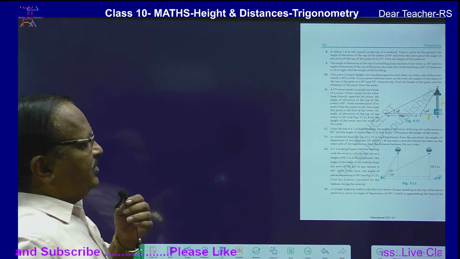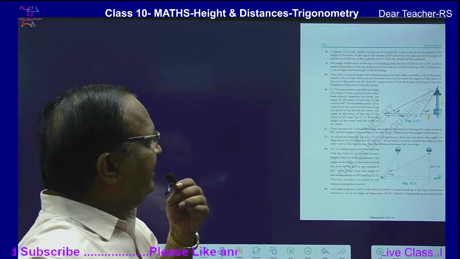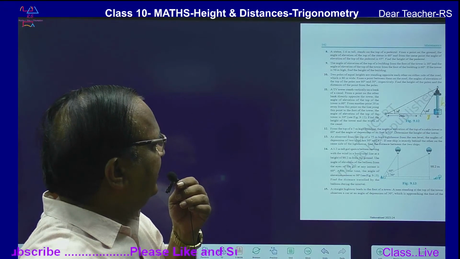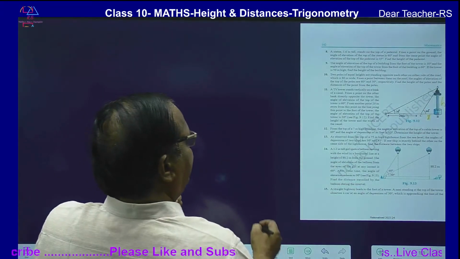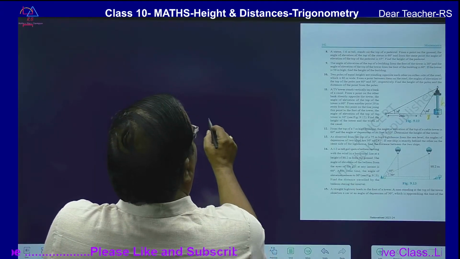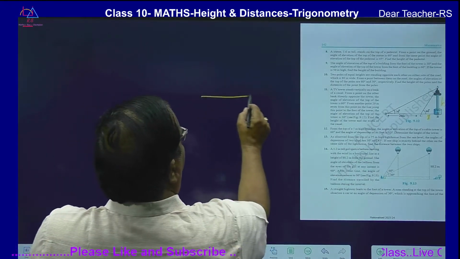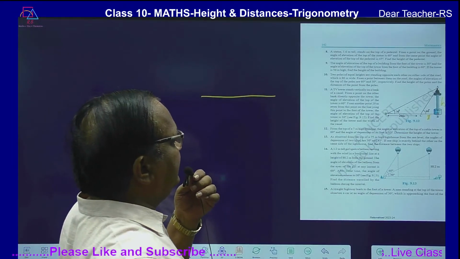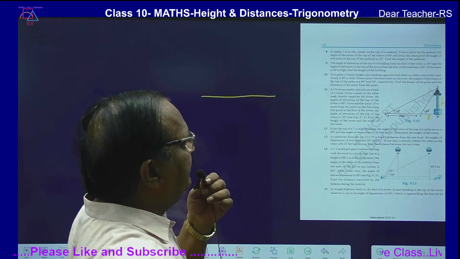So 12th question. From the top of the 7 meters height building, the angle of elevation of the top of the cable tower is 60, angle of depression is 45 degrees. So this has a depression. So this is a ground. Okay. From the top of the 7 meters high building, the angle of elevation of the top of the cable tower.